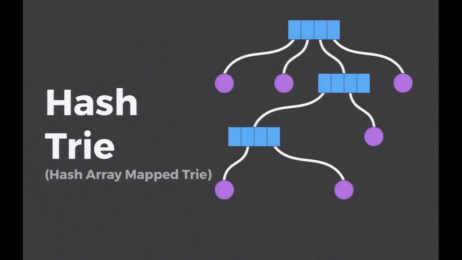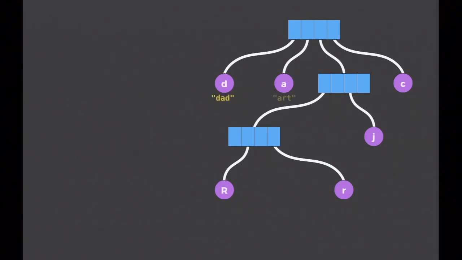There's another one of these called a hash tree. This works similar to a list, but it's a little bit different. So we still have nodes that are arrays of fixed size, but we have some nodes that are leafs. They hold values, and they actually hold keys. And there's values at those keys.